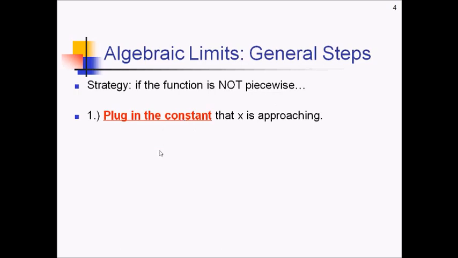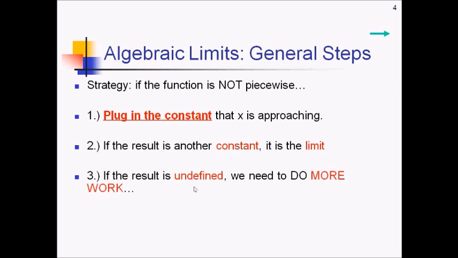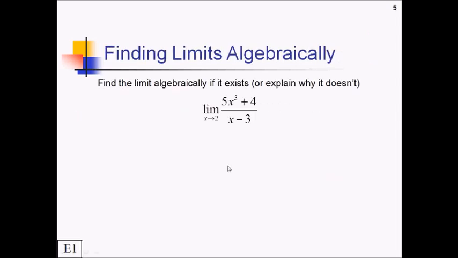Now, one of two things will happen if you plug in a constant. One possibility is that you get another constant back. If that's the case, then you just found the limit. You had one of those continuous functions. If you get something undefined, then we're going to need to do more work because we're going to have to figure out, do we have a hole or an asymptote? You know, one has a limit, the other doesn't. So here's our first real example. Pause the video and see if you can figure this out based on what we just talked about.